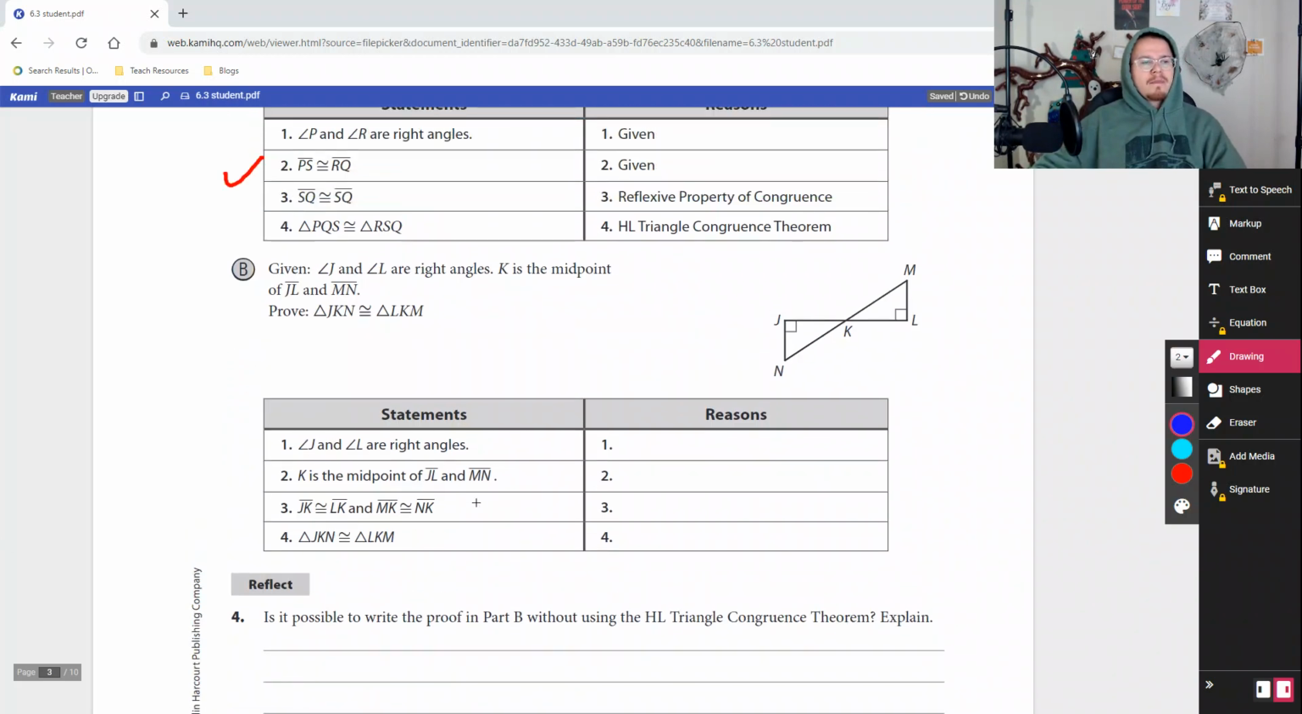Alright, so J and L are right angles, right? That's given to us. K is the midpoint of JL and MN, that's also given. You very clearly can see that. So JK is congruent to LK, and MK is congruent to NK. That's via the definition of the midpoint, right? If K is the midpoint, it clearly intersects these lines at its midpoint. Def of midpoint, if you forgot that, I think it might have been module 1?